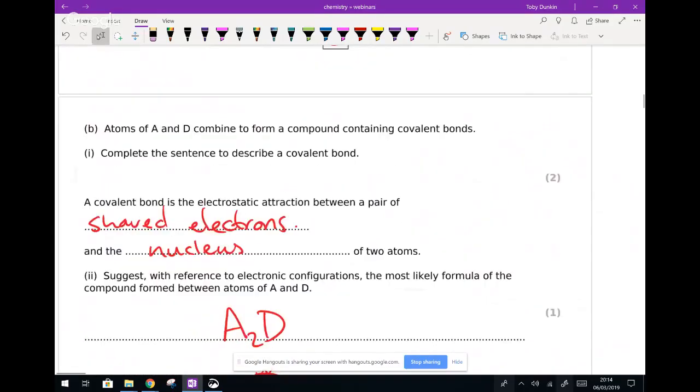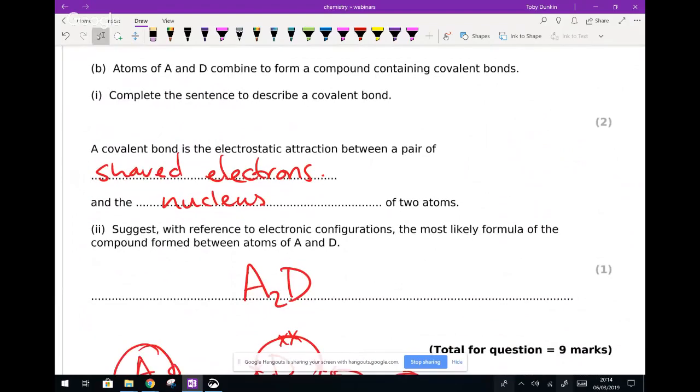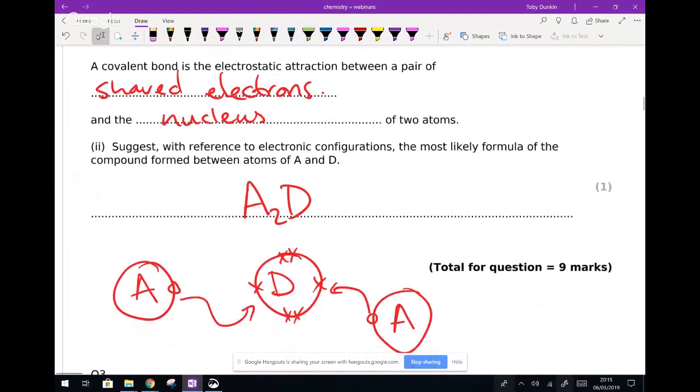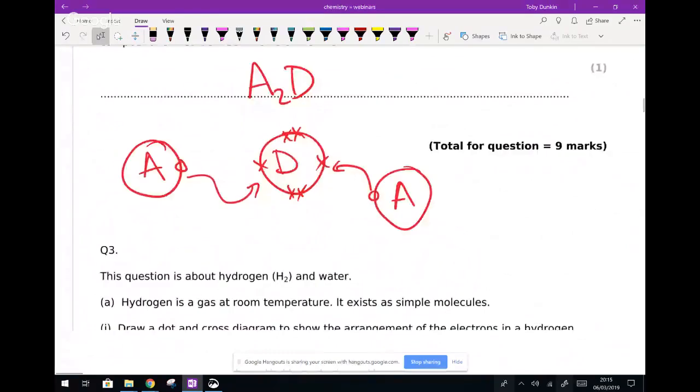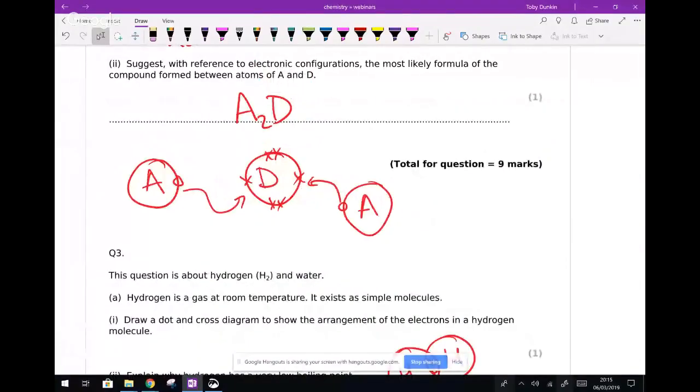Complete the sentence. Covalent bond, electrostatic between the shared pair of electrons and the nucleus of the 2 atoms. I love this one, my favorite one on the page, on the whole test. D has got 6 electrons, but A has 1. A is going to lose it. And I'm going to need 2 A's to fill D. The formula would have been A2D. The A goes first because it's acting as a metal, because it's losing.